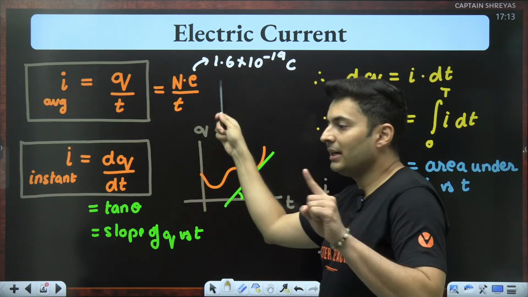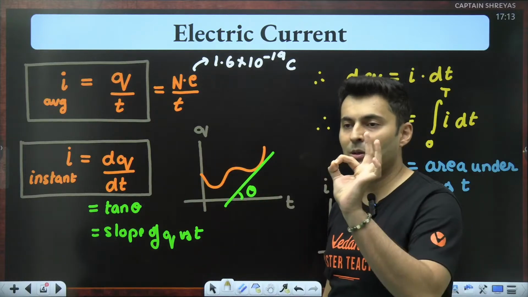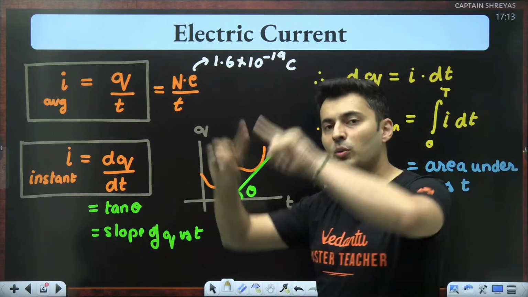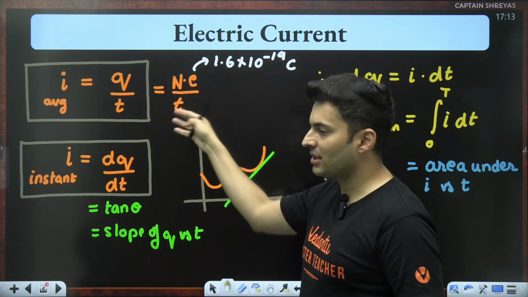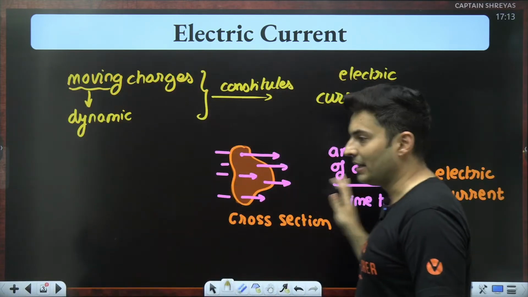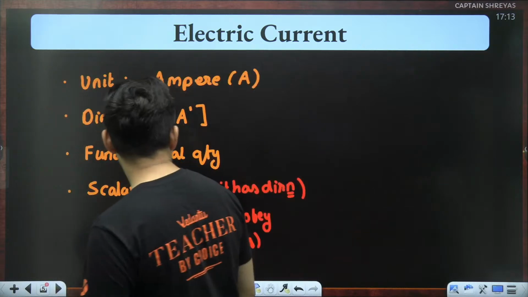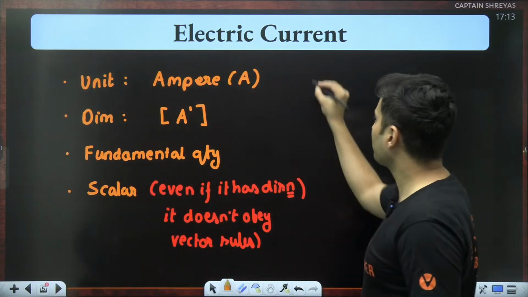Charge is number into each charge. Each charge will be 1.6 into 10 to the power minus 19. You multiply by the number, say 10, and you will get the total charge which has crossed in that time t. That is what you will get. Also keep in mind one last thing over here.